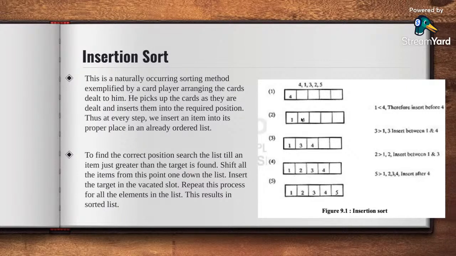Here we are going to insert one. So we'll insert one here and shift all other items this side. Then we have to insert three. So we have to look for an item that is just larger than the one we want to insert. The item that is just larger than the one we want to insert is 4. So we insert that before and shift all the items on the right. The same process is repeated.